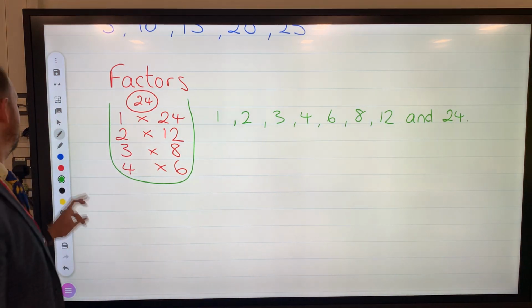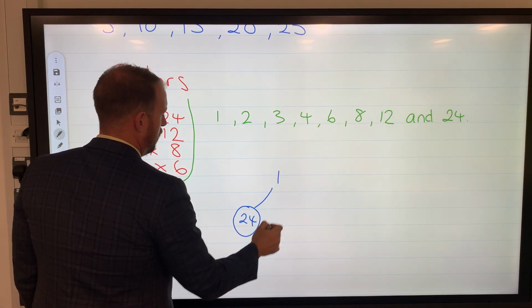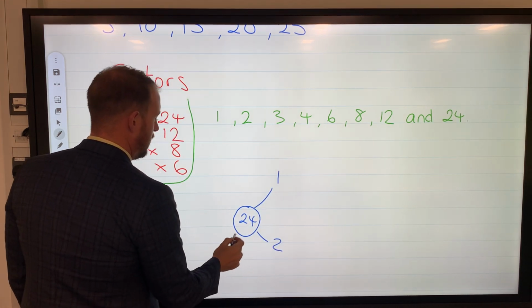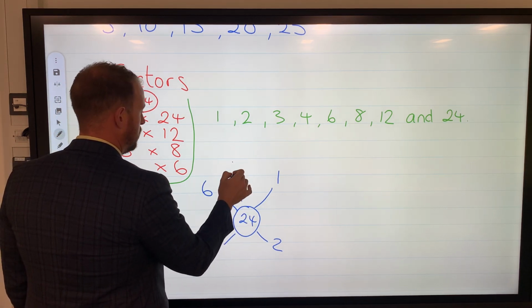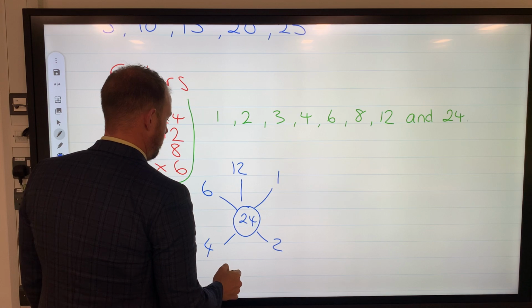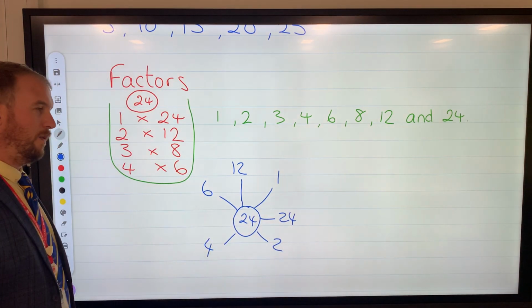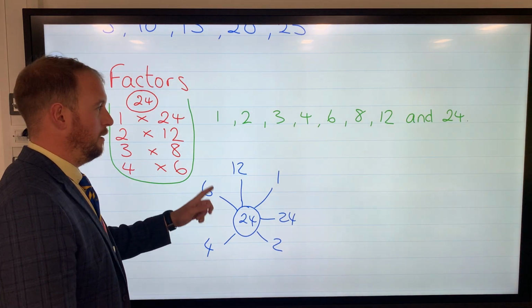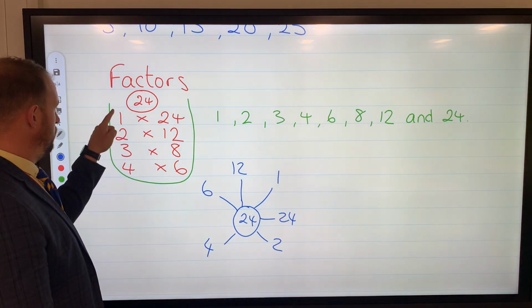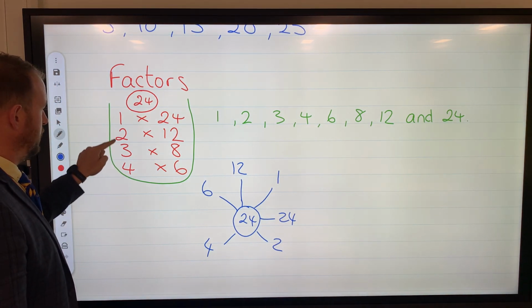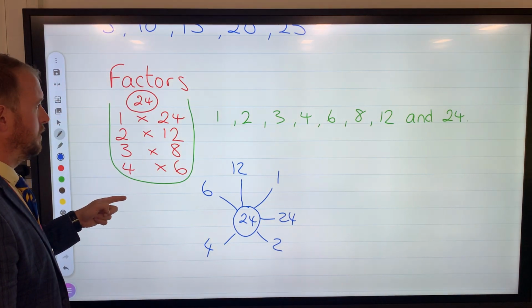I've seen different spider methods where you have 24 in the middle, and then you go, oh yeah, 1 goes in, 2 goes in, oh yeah, 6 times 4 is in, I know those 2. Oh, I know 12's in there somewhere. Yeah, oh, and don't forget 24. And I say that's the factors. However, you've missed out the one that most people miss out, 3 times 8. So, using this method, trying these numbers, obviously it does help when you're very good at times tables.